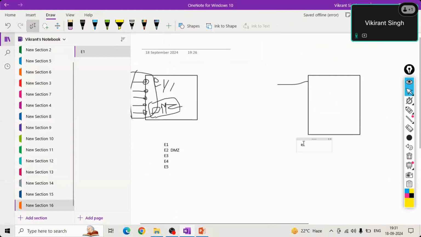Suppose E6, E7, E8, E9, E10. We will start questioning once I finish the topic. So E10, E11, E2. This E2 is repeated here. It is already a part of the DMZ, and now E2 is going to be a part of the untrust zone.